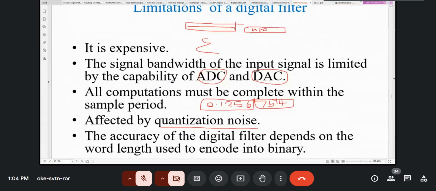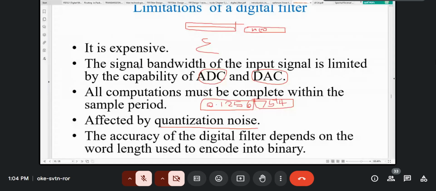What are the limitations? Well, I think by the time I did these notes, I did it from a textbook, and by the time that textbook was written, the components were expensive. But now you might find that the components are so cheap that it is cheaper to implement a digital filter as opposed to an analog filter. The capacitors and the inductors are actually much more expensive than these ICs, ADCs mainly and DACs.